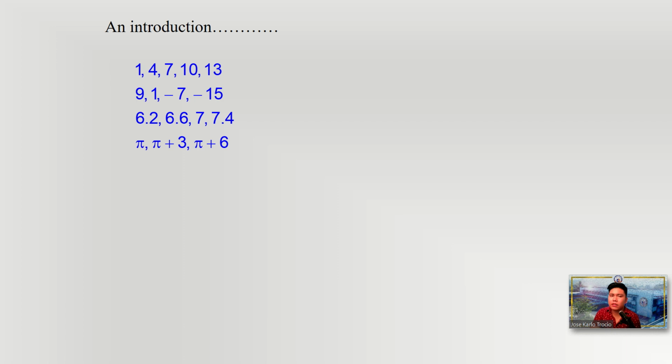What do you think? The next term is 16. It is called an arithmetic sequence because, see the pattern, it is pretty obvious. 1 plus 3, that is 4. 4 plus 3, 7. 7 plus 3, 10. 10 plus 3, 13. 13 plus 3, that is 16. So you can just look at it and you can sense what is the next.